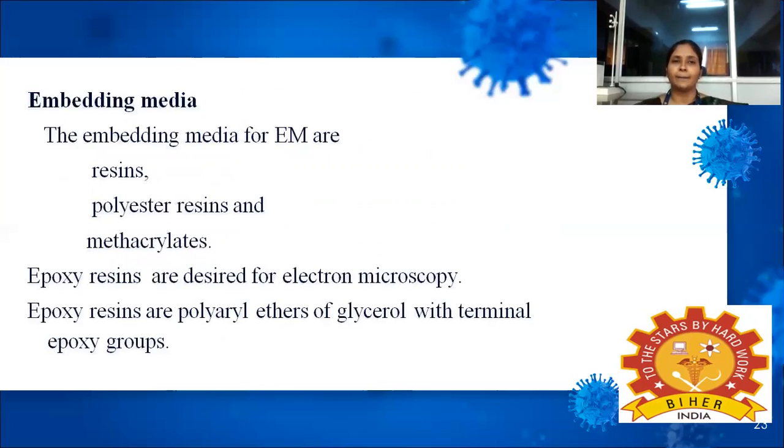Next is the embedding media. The fixation process is over. Next, in the embedding process, the sample is kept in an embedding material. The embedding materials used to place the samples before the ultramicrotomy process are resins, polyester resins and methacrylates. Mostly epoxy resins are preferred for electron microscopy.